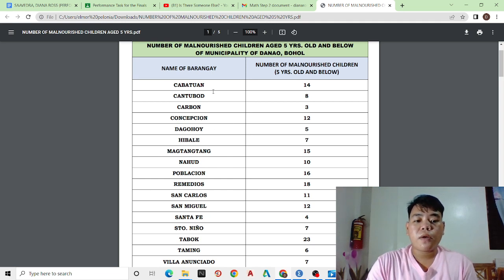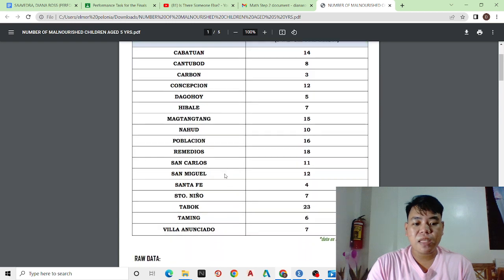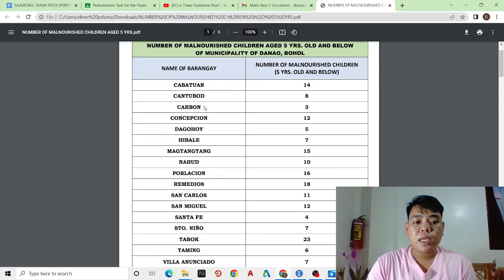We have here 17 barangays, namely Cabatuan has 14, Cantubod has 8, Carbon has 3, Concepcion has 12, Daguhi has 5, Hibali has 7, Magtangtang has 15, Nahod 10, Poblacion 16, Remedios 18, San Carlos 11, San Miguel 12, Santa Fe 4, Santo Niño 7, Tabuk 23, Taming 6, and Villa Anunciado 7.